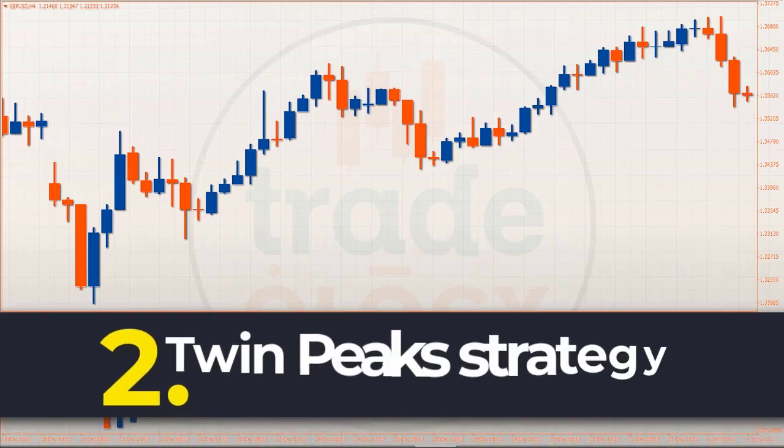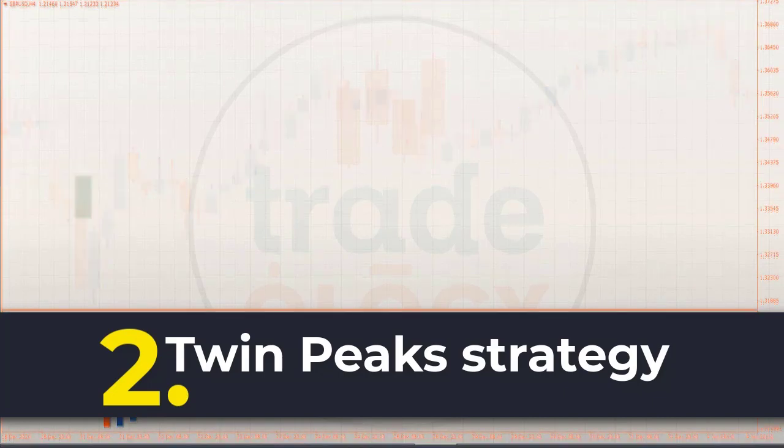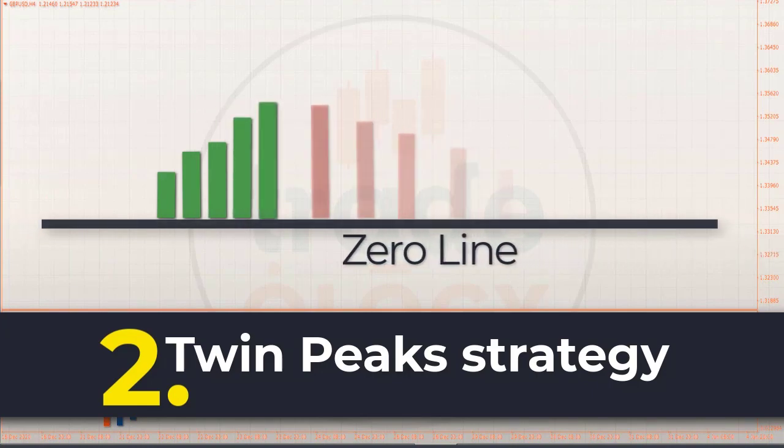Strategy number 2. Bill Williams' Twin Peak Strategy. The Twin Peak Strategy is a straightforward approach that seeks a double bottom pattern in the Awesome Oscillator indicator. Twin Peaks involves analyzing the disparities between 2 peaks on the same side of the zero line.